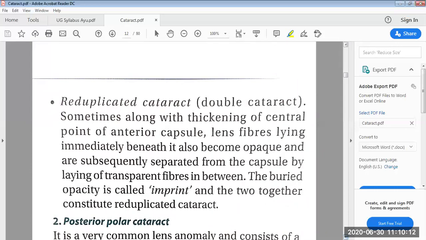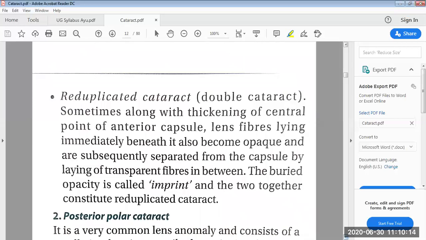Sometimes, along with the thickening of central point of anterior capsule, lens fibers lying immediately beneath it also become opaque and are subsequently separated from the capsule by laying of transparent fibers in between. The buried opacity is called imprint, and the two together constitute reduplicated cataract.